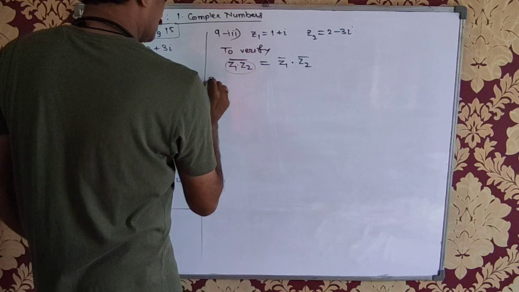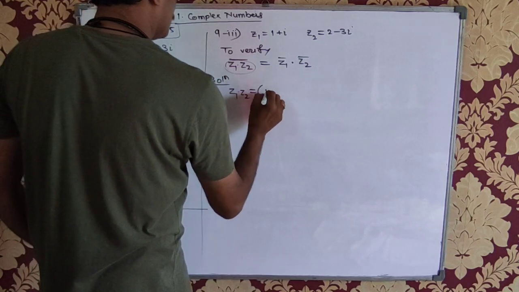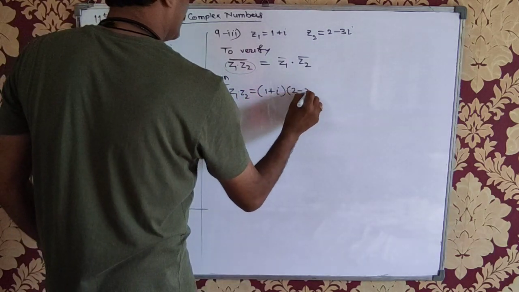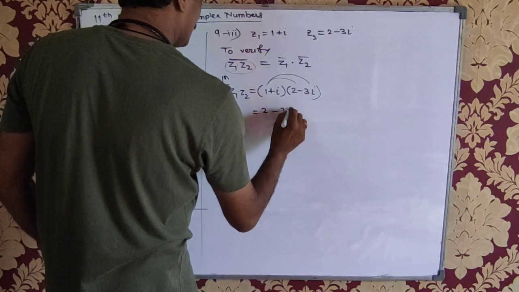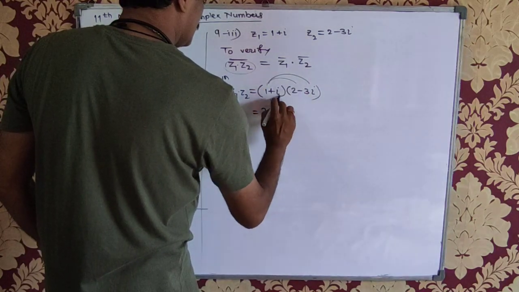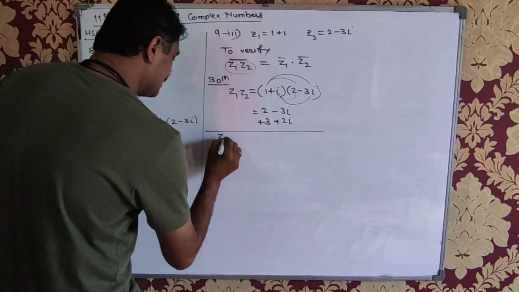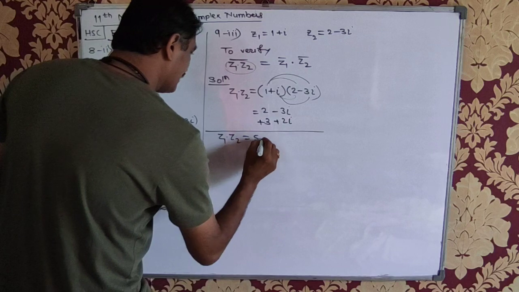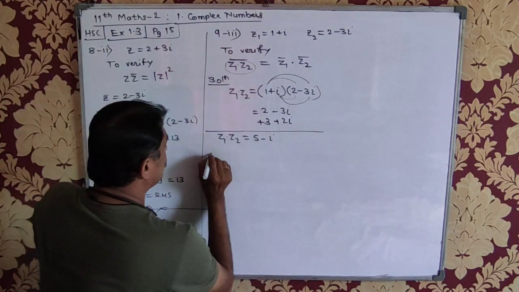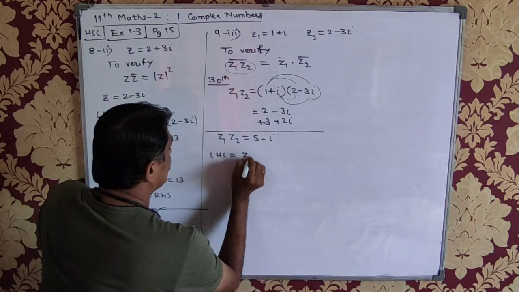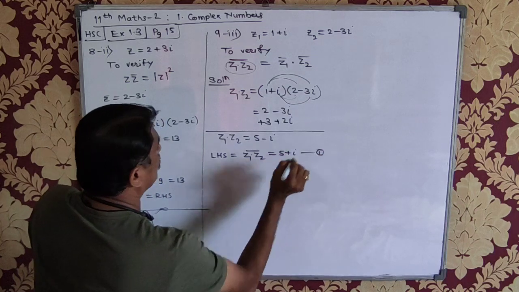So solution: Z1 into Z2 is (1 plus i) into (2 minus 3i). Open the brackets: 2 minus 3i plus 2i minus 3i square, which is plus 3. So Z1 Z2 is equal to 5 minus i. Therefore LHS is equal to the conjugate of Z1 Z2, that is equal to 5 plus i, equation number 1.